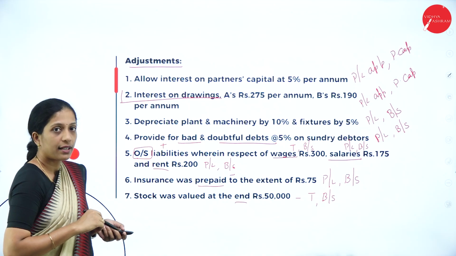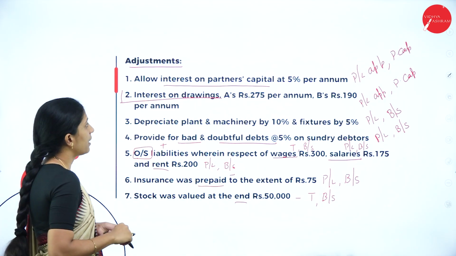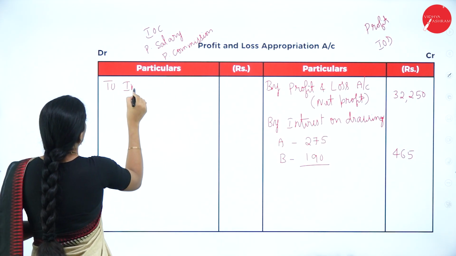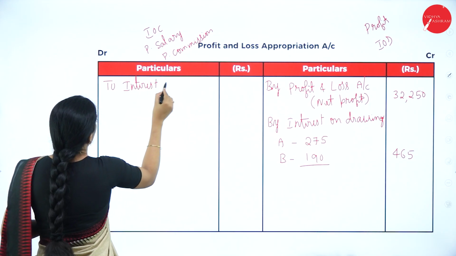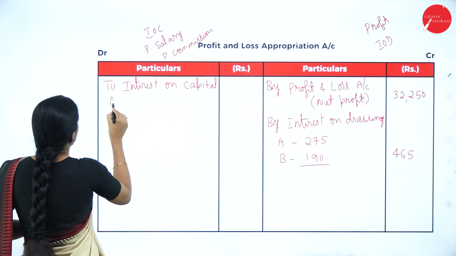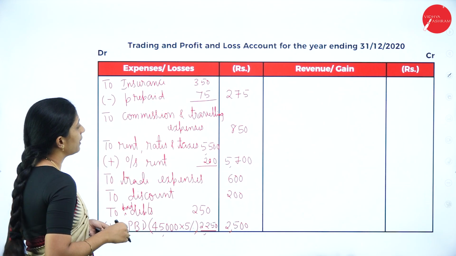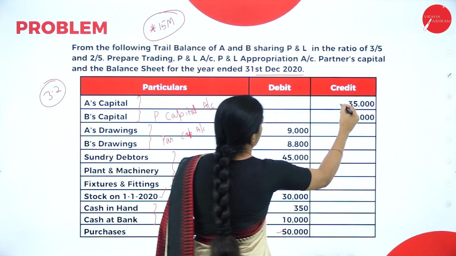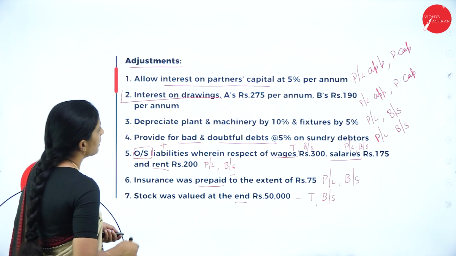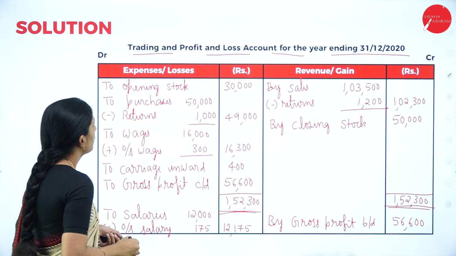Now in the debit side you have to write the interest on capital at 5% per annum. So how to record? To interest on capital. Now they have given the percentage for A and B. Let us see the capital of A and B in the trial balance. 35,000 and 30,000 will be the capital, correct? And the percentage is how much? Interest on capital 5%. So how to record?